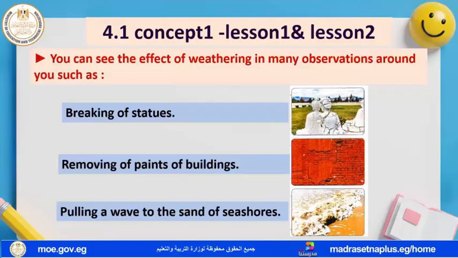In another way, what happens if weathering occurs? What are the effects of weathering? You can write, number one, breaking of a statue. Number two, removing of paint from a building. Number three, waves pulling the sand of seashores.